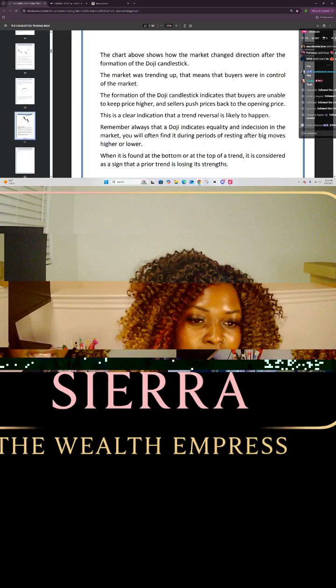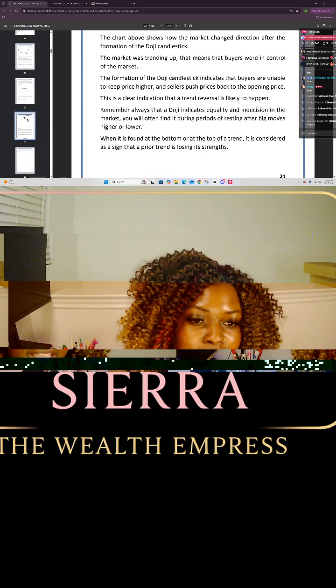The chart above shows how the market changed direction after the formation of the doji candlestick. The market was trending up. That means that the buyers were in control of the market. The formation of the doji candlestick indicates that buyers are unable to keep price higher and sellers push prices back to the opening price. This is a clear indication that a trend reversal is likely to happen.